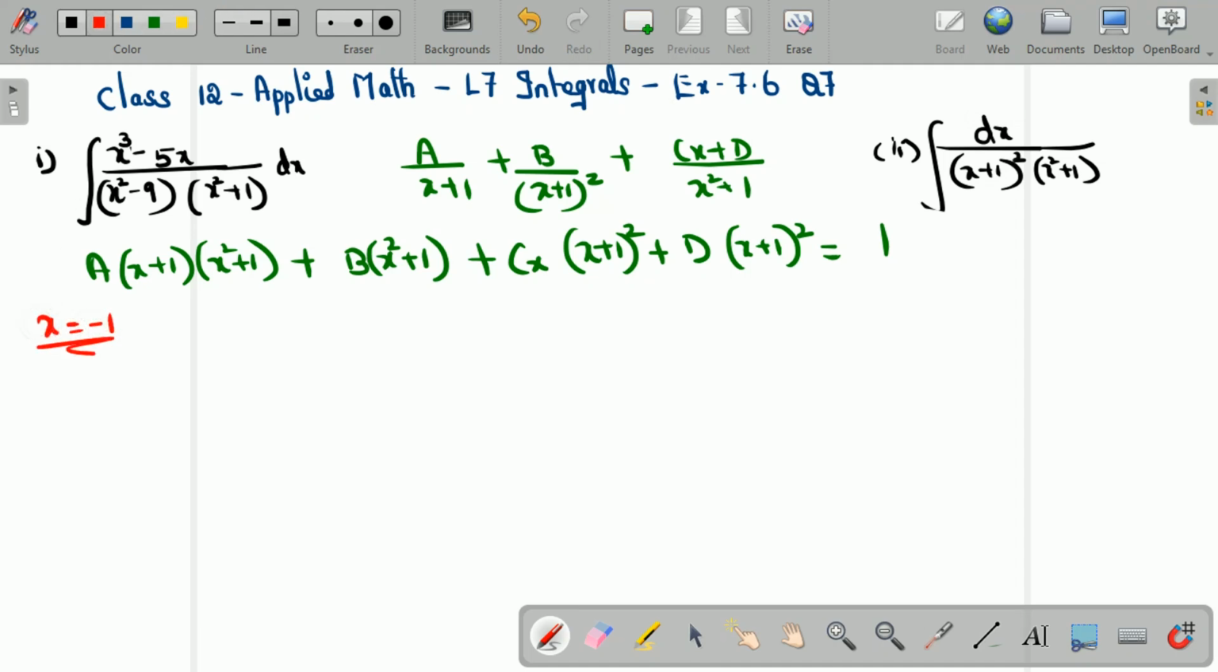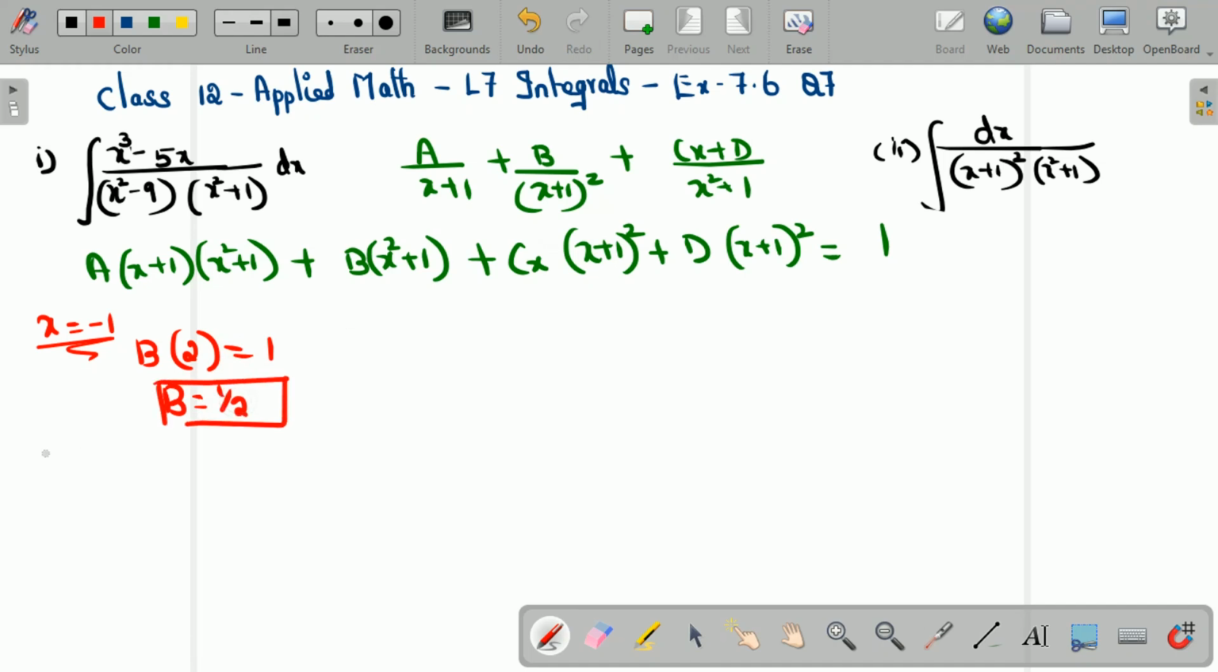x is equal to minus 1. If you put, a will vanish. This is going to be b into minus 1 the whole square is 1, 1 plus 1 is 2. Now for the c term, minus 1 plus 1 the whole square, so cx will vanish, d will vanish, is equal to 1. So b will be equal to 1 by 2.